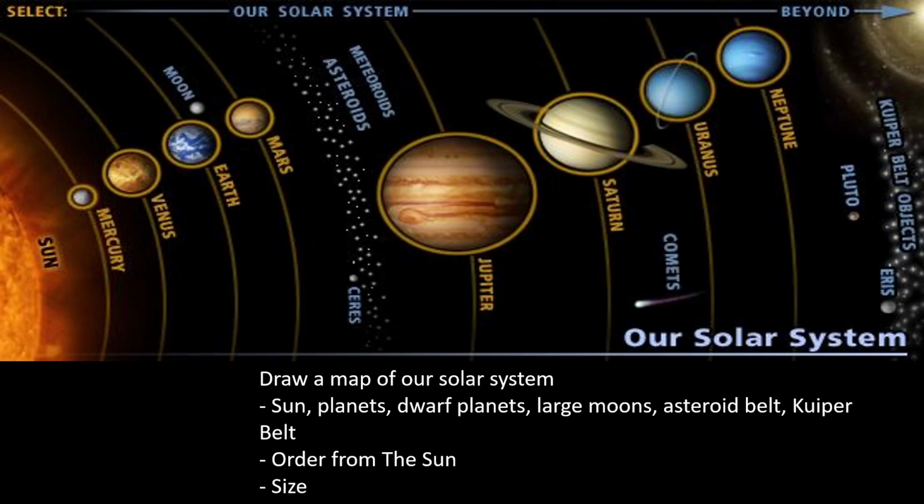Other important things to consider if you were doing this map would be the order of the planets. They're on the screen for you, so no excuses. That's something we'll want to get really confident on as we go through our unit on Earth and space. And also have a think about the size.